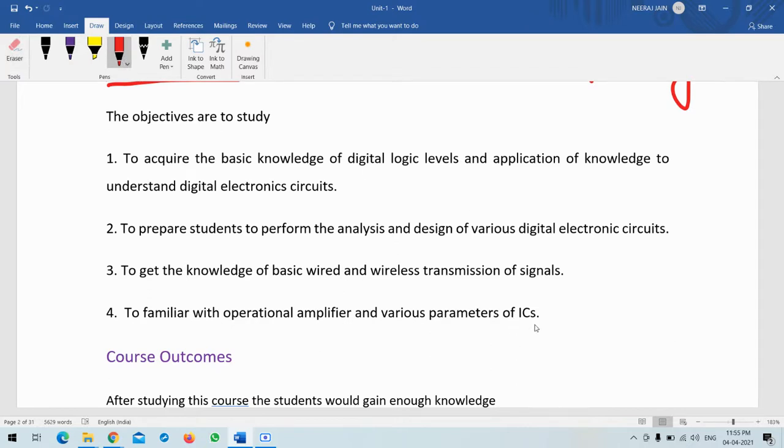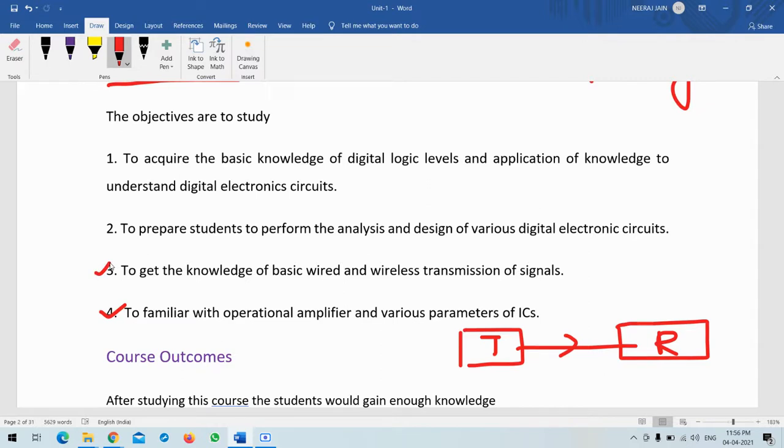We know the transmission of a signal from one place to another is carried out either by wired transmission or wireless transmission. If the distance is very small, or a few kilometers, then generally wired transmission is preferred. Here, on one side we use the transmitter, and on the other side we use the receiver. In the case of long distance transmission, generally wireless transmission is preferred. Also, to become familiar with operational amplifiers and various parameters of the IC. That is also an objective of studying this subject.